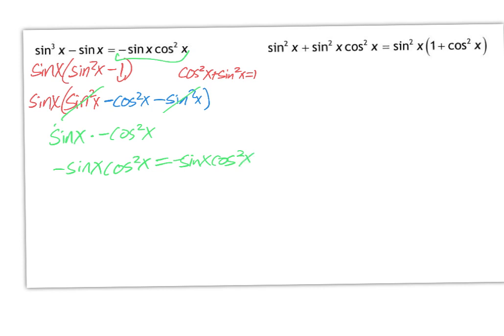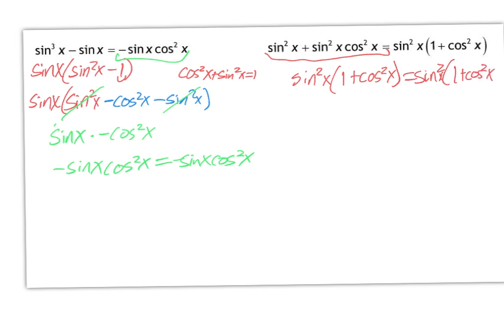For the next one, I'm looking at these and I'm going to do the same exact thing. I see that these both have a sine squared in front. And if I were to factor out a sine squared of x, I've got 1, and then I've got plus cosine squared x. And interestingly, that's exactly what I have on the other side. So once I've factored, I'm done with this problem.